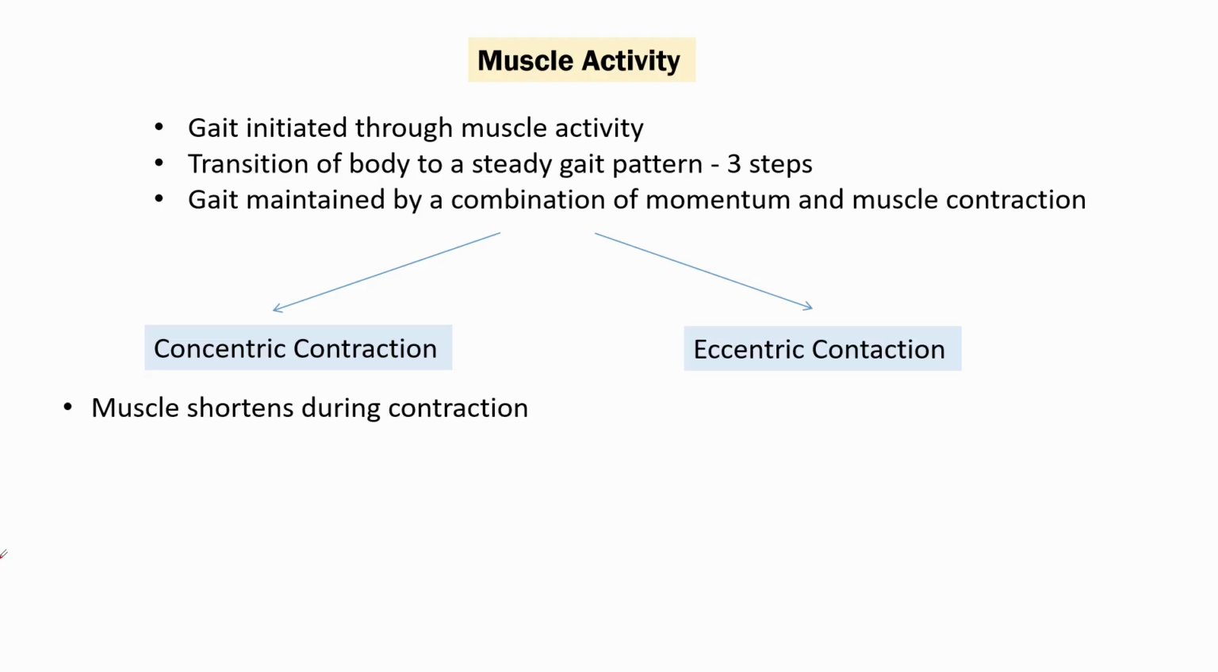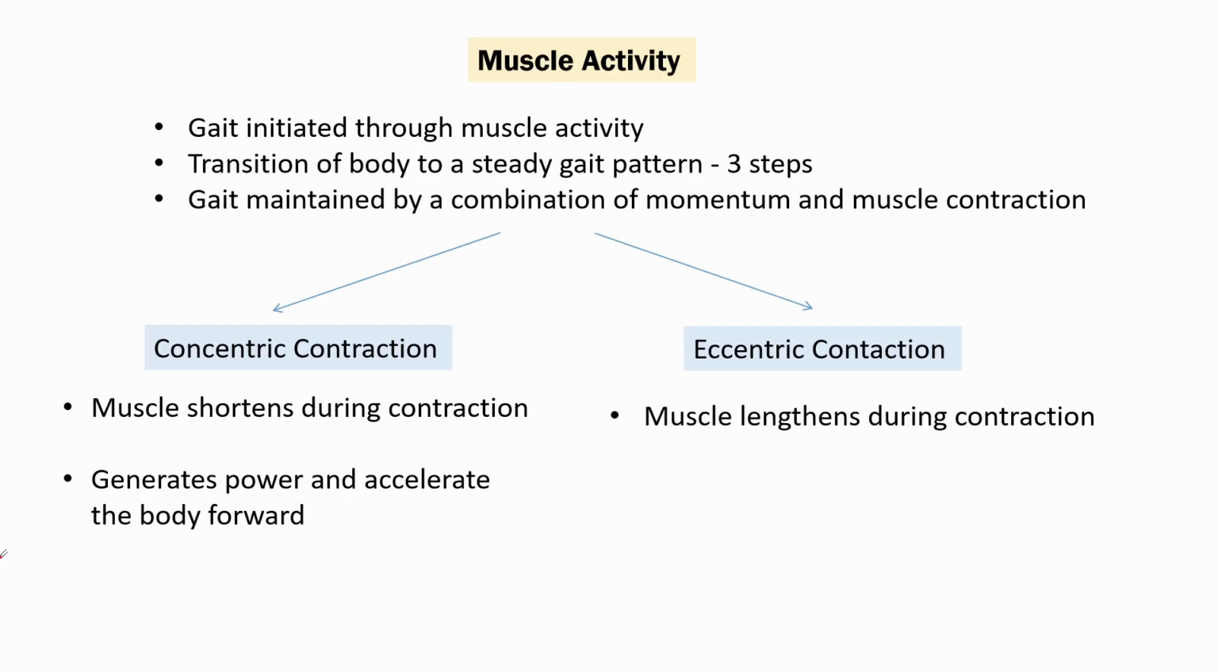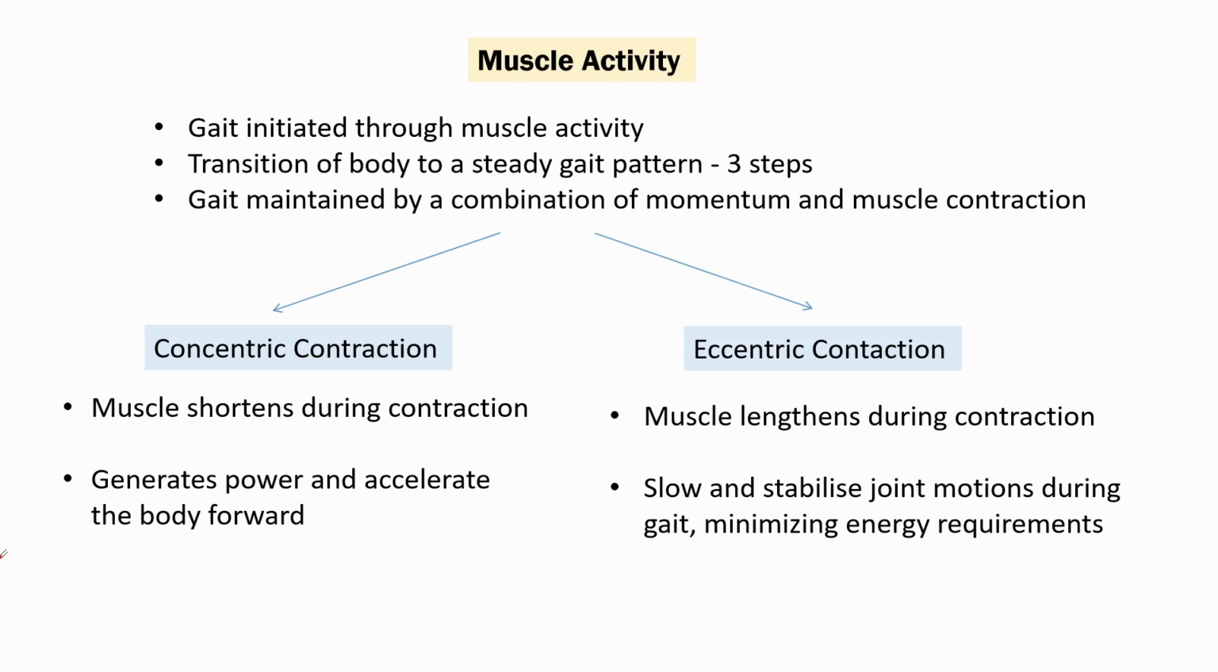In concentric contraction, the muscle shortens during contraction, and this type of contraction generates power and accelerates the body forward. In eccentric contraction, the muscle lengthens despite contraction, and this type of contraction is responsible for slowing and stabilizing joint motions during gait, which minimizes energy requirements. The number of eccentric contractions during gait cycle is more than the number of concentric contractions.